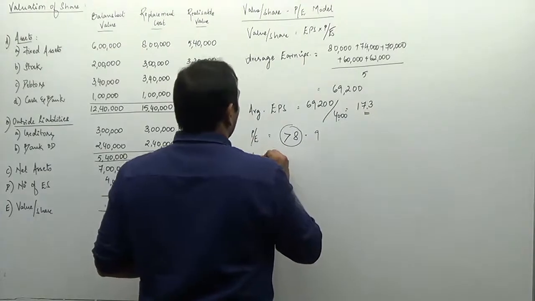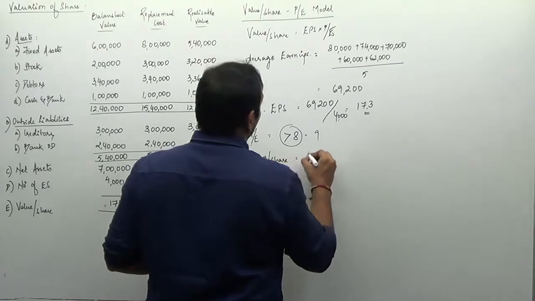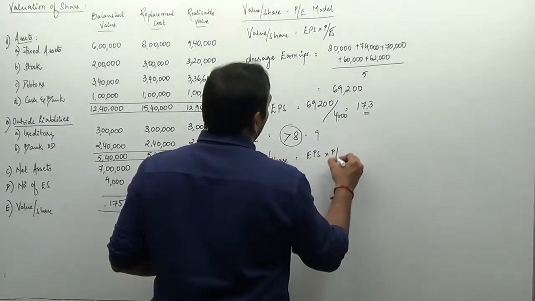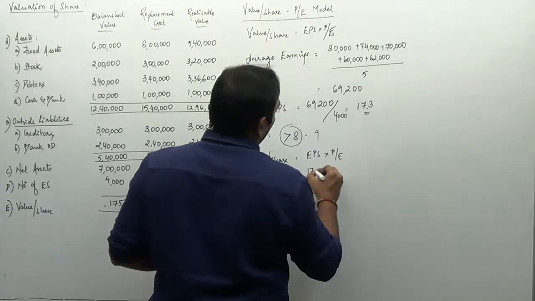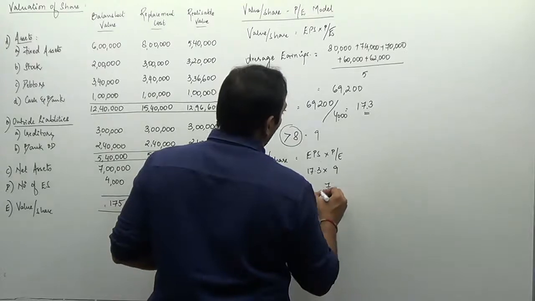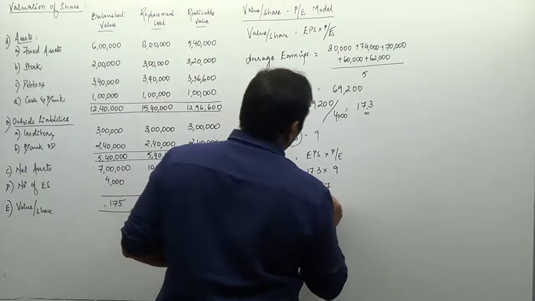Then what is value per share? EPS into P by E. 17.3 into 9. 155.7.